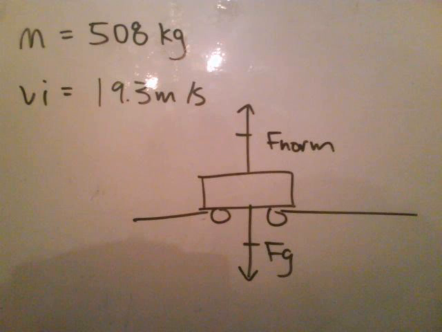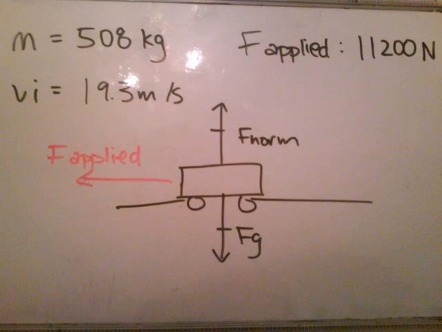A 508 kilogram roller coaster car is moving with the speed of 19.3 meters per second at the very end of the Shockwave roller coaster track. A hydraulic braking system applies a 11,200 Newton force at the loading dock to slow the car to a speed of 2.6 meters per second. Over what horizontal distance in meters is the force applied?